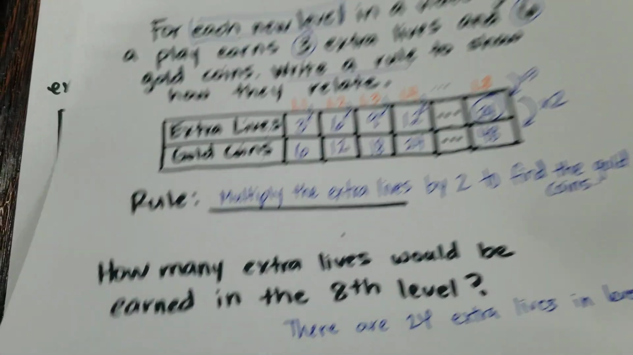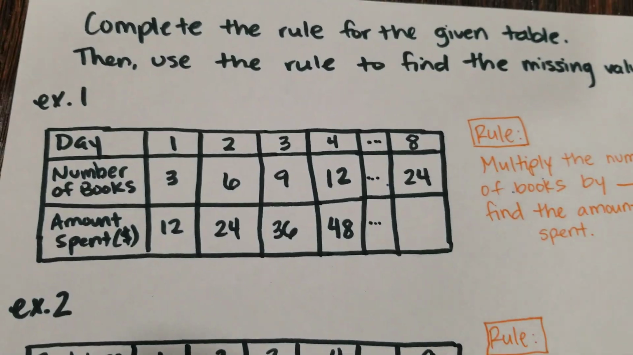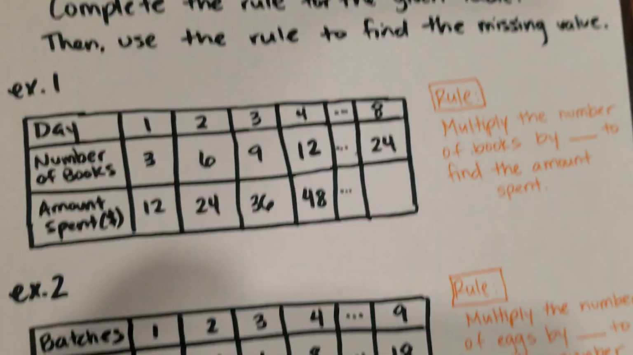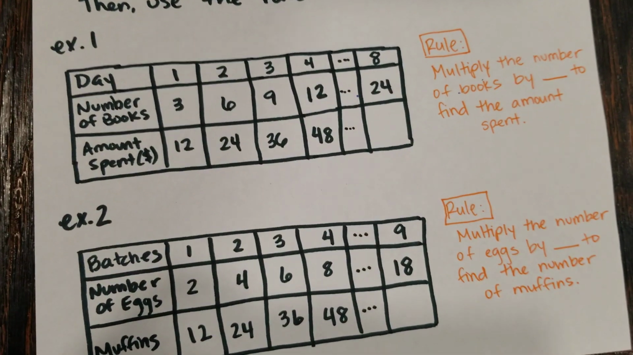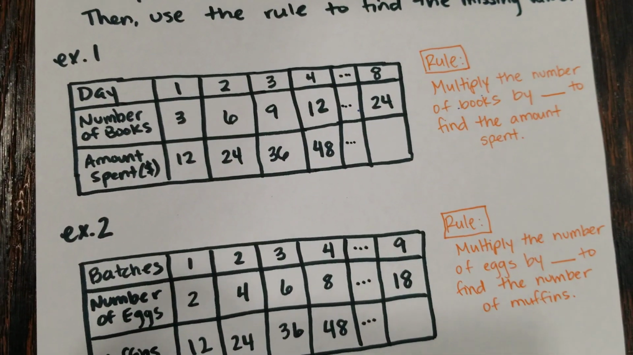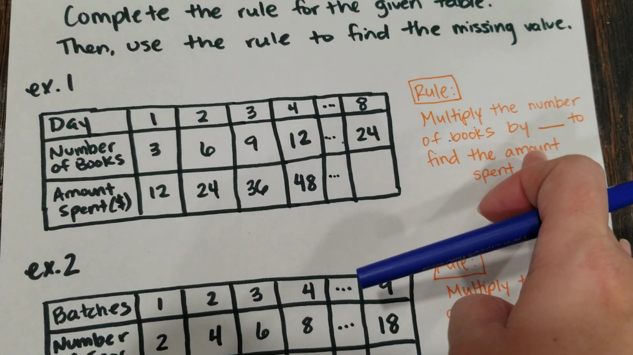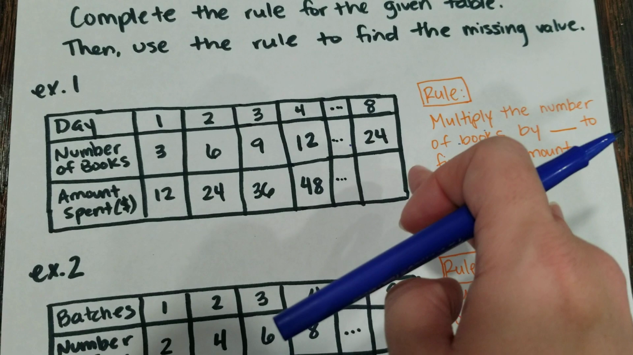There's two more examples. All right, this one doesn't have a word problem with it. It actually has tables that are almost filled in all the way. We just have to find the one missing number and write a rule. First we need to write a rule to figure out what's going on, and then we're going to use that rule to find that one missing number.